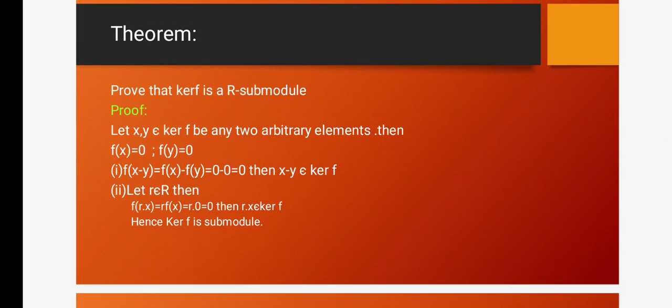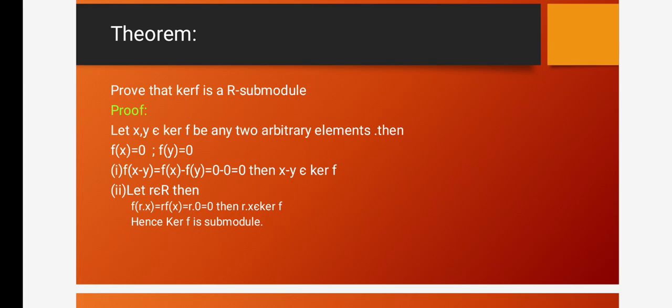Then next theorem. Prove that the kernel of f is an R-submodule. Let x, y belong to kernel f be any two arbitrary elements. Then by the definition of kernel f, f of x equals 0, f of y equals 0. We have to show that kernel f is a submodule, so it also satisfies the two properties. x minus y belongs to kernel f. Second one is r dot x belongs to kernel f.